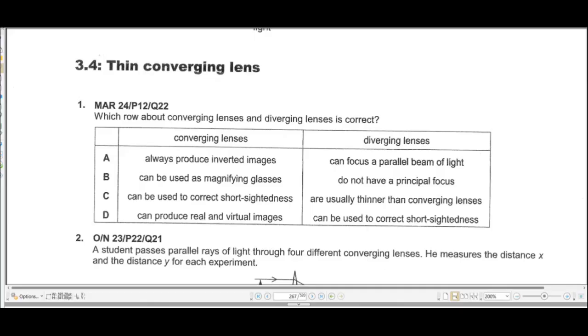Physics 0625. Currently, we are doing the chapter of general properties of waves, sound, light waves, etc. And in that, we are doing topic 3.4 today, which is related to thin converging lenses.